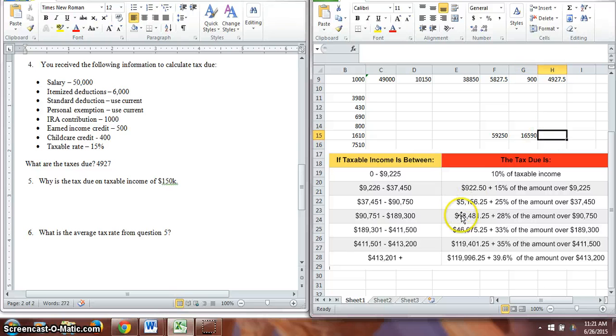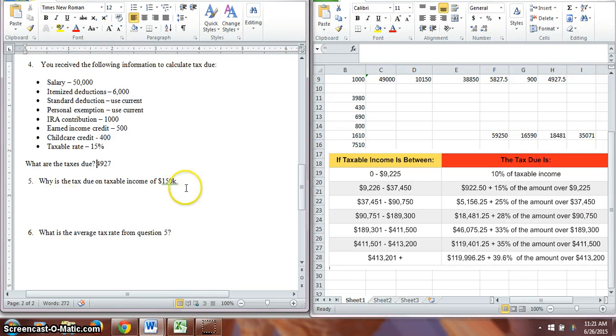And then I'm going to add 18,481. And remember that this number comes from all the taxes due at each one of these marginal tax rates. So I'm going to take this number 18,481 and add it to my previous number. So this equals this plus this number. Tax due is now $35,071.